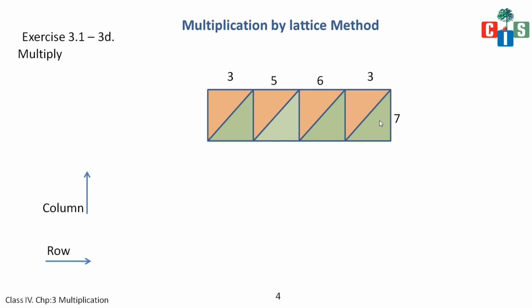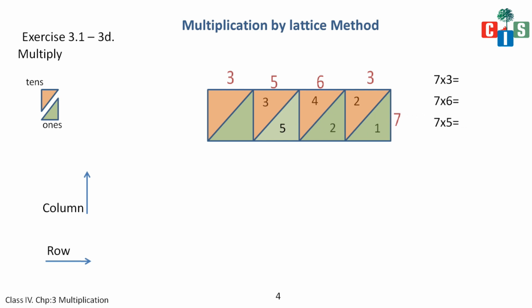For the orange one we have the tens representation, and the green one is the ones representation. And for 7 multiplied by 3, we have this box. For 7 and 6 we have the second box. For 7 and 5 we have the third box. For 7 and 3 we have the fourth box. Okay. So we'll start with the multiplication. 7 threes are 21, so 1 in the ones place and 2 in the tens place. 7 sixes are 42, 2 in the ones place, 4 in the tens place. 7 fives are 35, 5 in the ones place and 3 in the tens place.